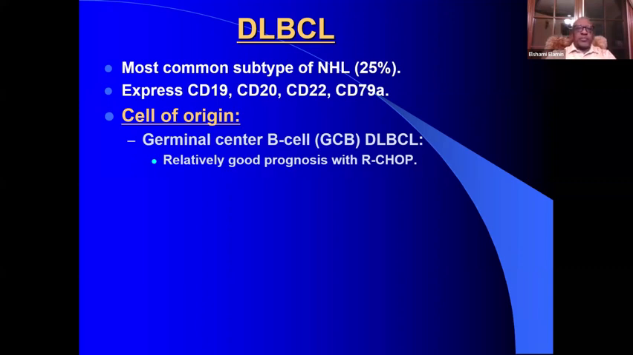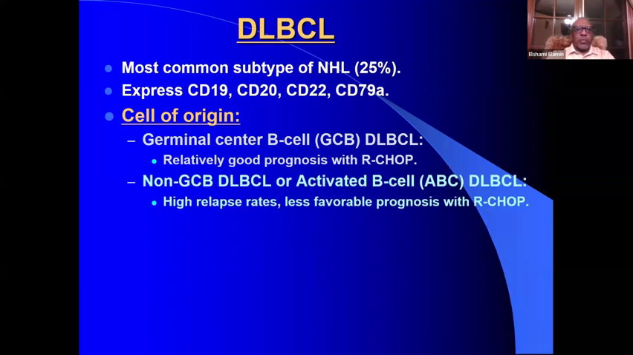This is more common, with relatively good prognosis with R-CHOP, so classic treatment. Then there's another type, which is the non-germinal center B cell, or also we call it activated B cell, ABC, diffuse large B-cell lymphoma. This, fortunately, is not the commonest. It has a high relapse rate, less favorable prognosis with R-CHOP. So the treatment for this is still not really settled. There is no consensus on the best treatment for this.